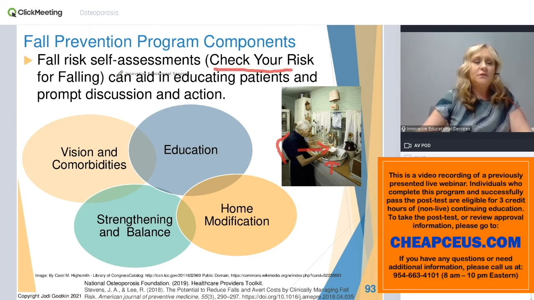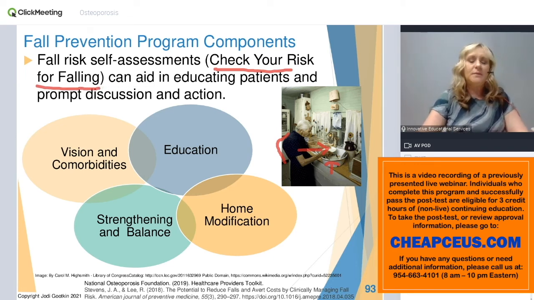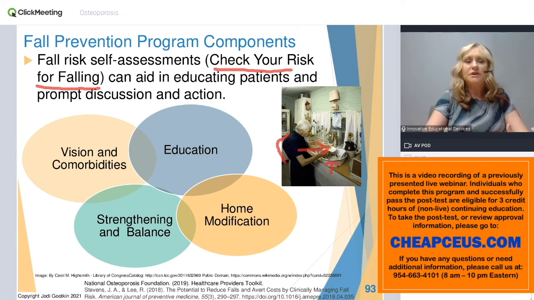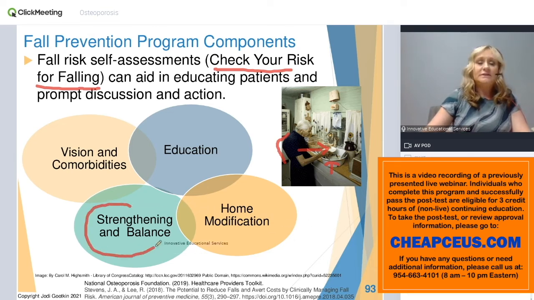The Check Your Risk for Falling is an assessment tool that is part of the CDC's STEADY program. It is Stopping Elderly Accidents, Deaths, Injuries program, and there are resources available online. I have the links at the end of the course notes packet. And it just provides another resource to start that conversation with the patient that may be sometimes challenging about home modifications. The U.S. Preventive Services Task Force does say that there is moderate evidence that strength and balancing programs and exercise can help decrease the risk of falling.